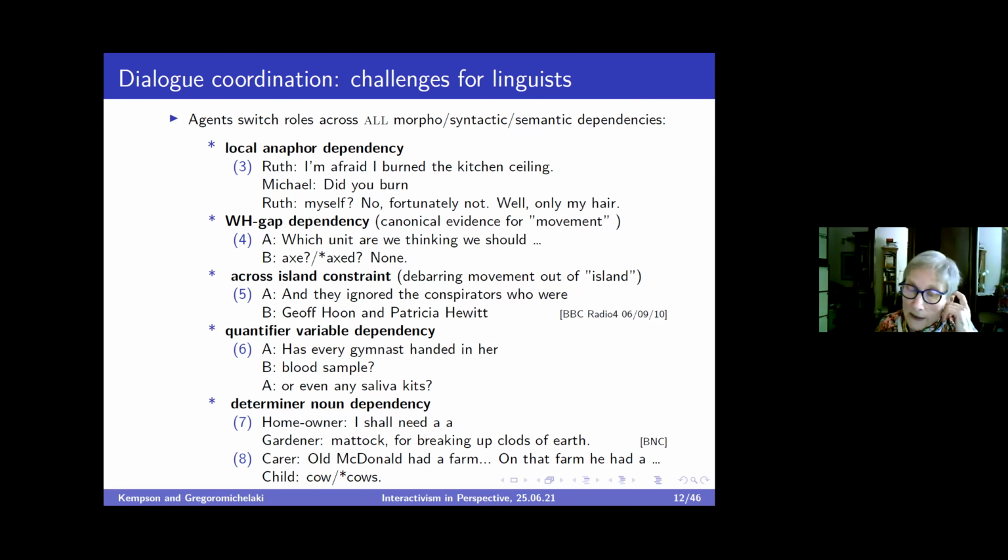And very natural pedagogical ones are determiner-noun dependency being able to be split between individuals. And notice that this is true for small children. So small children, nursery rhymes very characteristically have this. So, Old MacDonald had a farm, on that farm he had a, and the child has to say cow. So that's not the end of the problems.